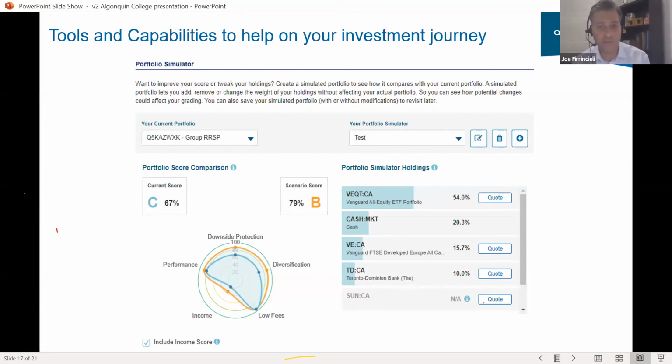As you can see here, we took out Suncor from that quote and actually went from 5 individual companies down to 4. Hopefully that improves that score. And then you can either save that portfolio or make those changes with your existing portfolio.